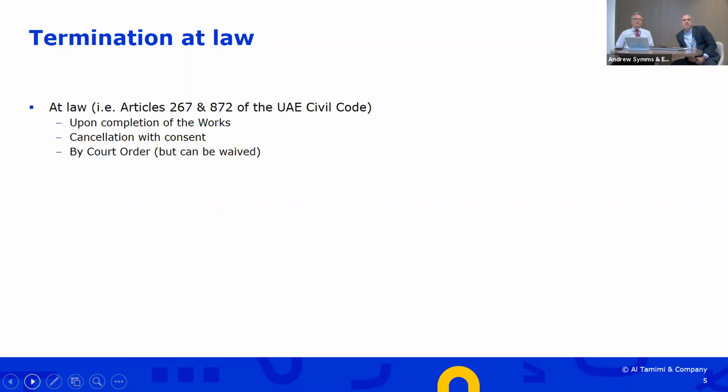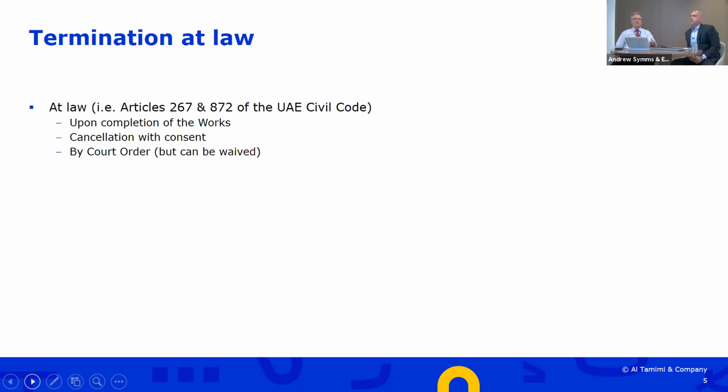But across the GCC, there are some parallels, I think you could say. Taking the UAE as an example, under the UAE Civil Code, there's a particular section which deals with works contracts. In that section of the Civil Code, it sets out three bases upon which a construction contract can be terminated. These are upon completion of the works, cancellation of the contract or termination of the contract with the consent of the parties, or by court order.